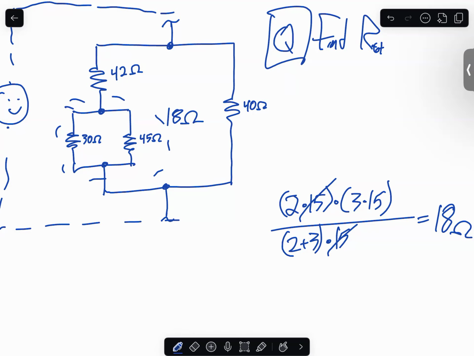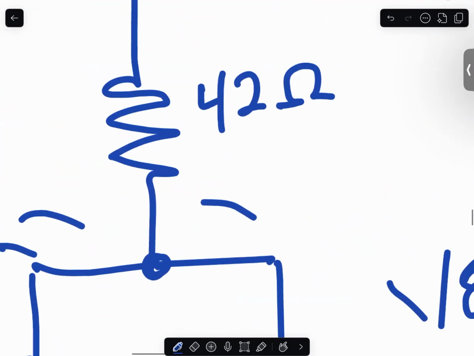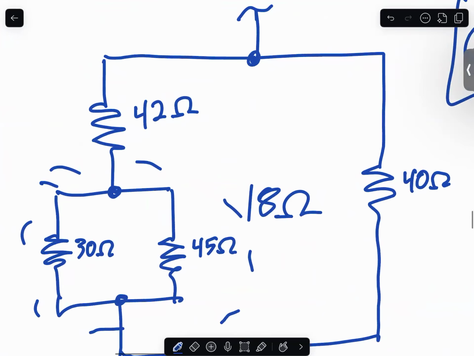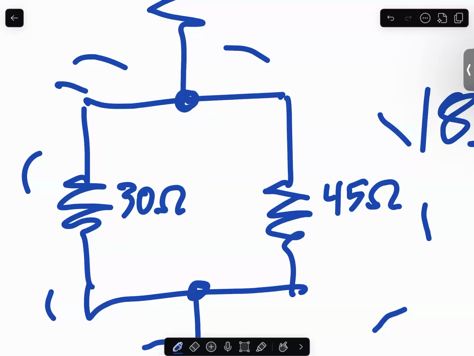The total resistance for everything is 24. 18 plus 42 is 60. 60 parallel 40 is 24. 18 is the equivalent of 30 parallel 45.